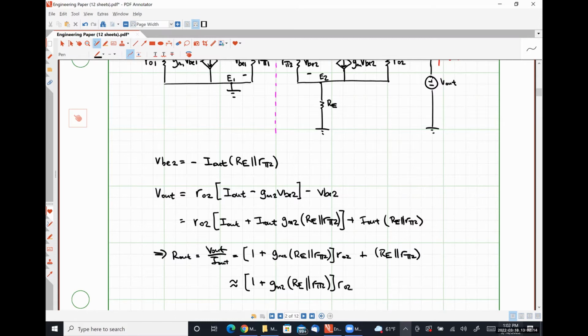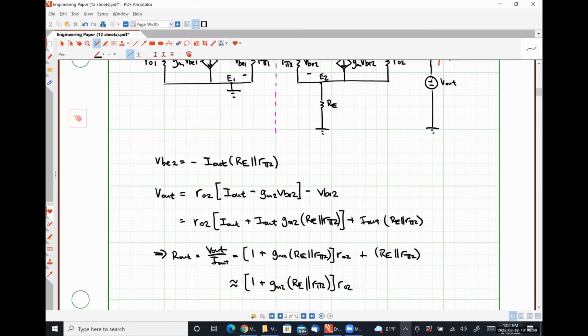The reason why I'm choosing to use this form is because this allows us a direct comparison between the output resistance of this configuration, the Widlar current source, and a simple current mirror, which would have an output resistance of just R naught 2. So choosing RE wisely, we can apply a significant boost to the output resistance using this configuration, which should not be surprising because that's literally the point of degenerating the emitter, which we talked about when we first began talking about current sources.